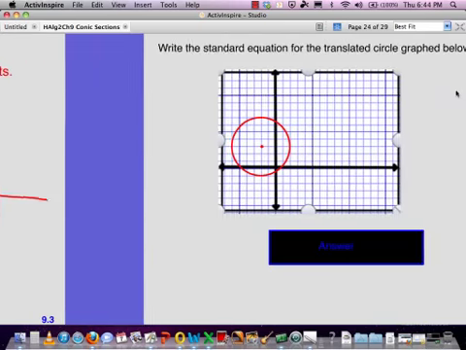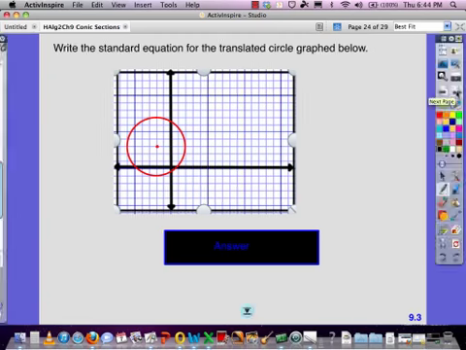Next, and last but not least, I believe we're going to be taking a standard equation from this translated circle below. So here this time you've been given the graph. You have not been given any numbers or anything, but definitely been given the graph. And there should be enough information there. So let's find the center. Ask yourself, where is that center located? Be careful, find your 0, 0. Use that as your guide.